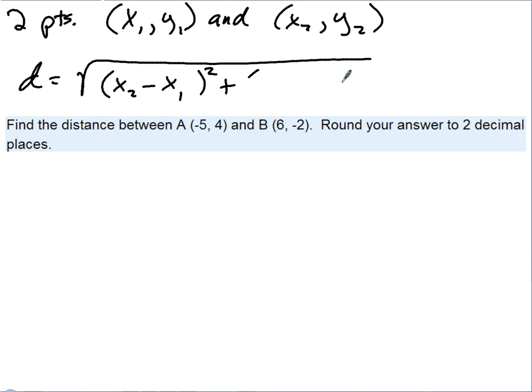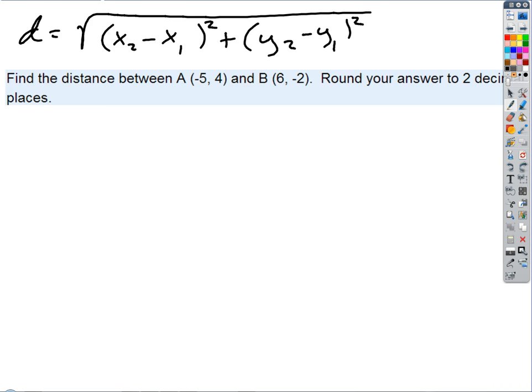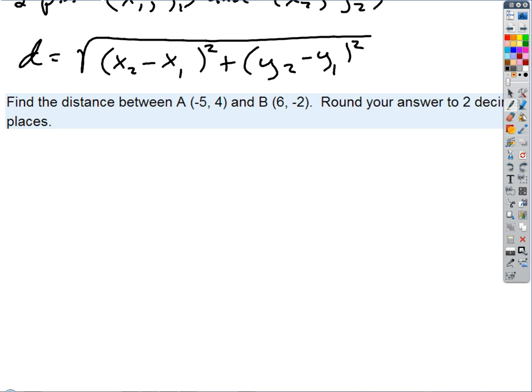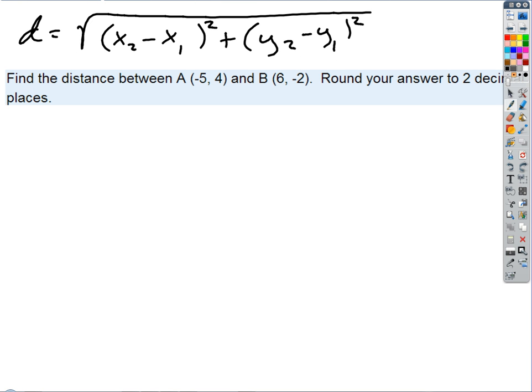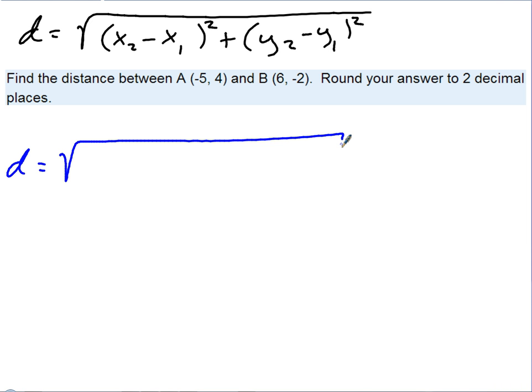The quantity y2 minus y1. Good. And then all we're ever going to do with distance stuff is plug in the appropriate numbers and simplify that down to a single answer. Okay? So let's take this example. Let's plug in the specifics here. So our distance equals the square root of what?